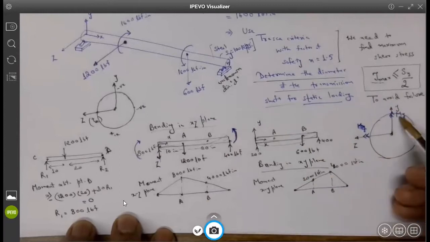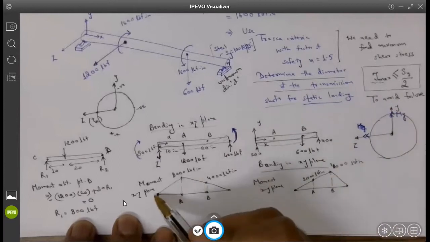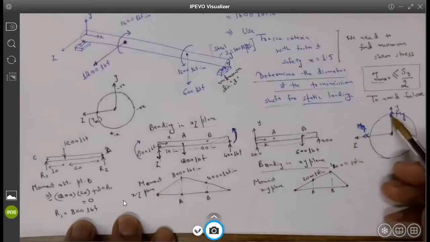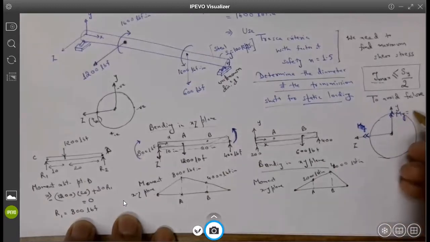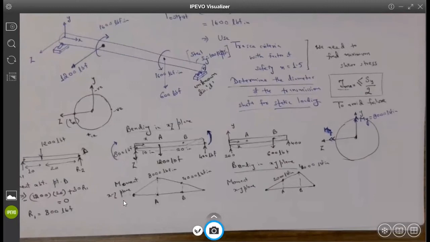So that is what this bending moment is saying. This is what the bending moment in the XZ plane represents, and this is basically equal to your 8,000 pound force inch. Are you guys following it, or you're not following it at all? Yeah, I'm following. Anybody who is not following it or who is having difficulty in understanding it?